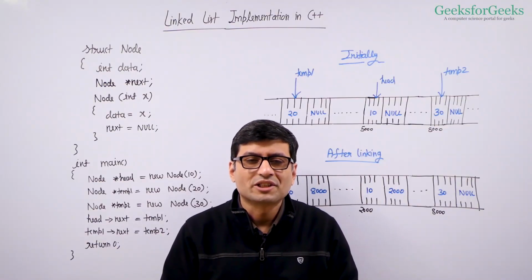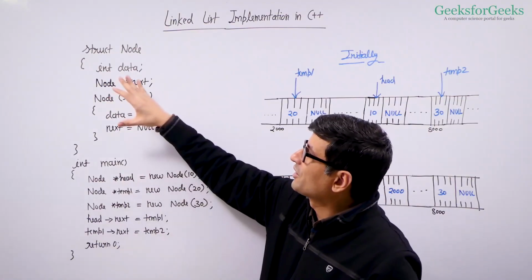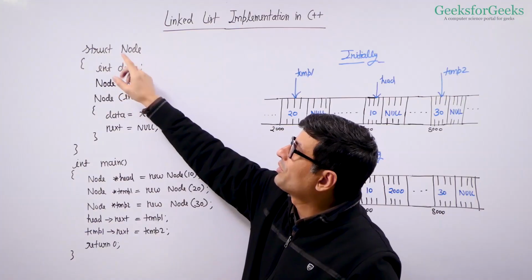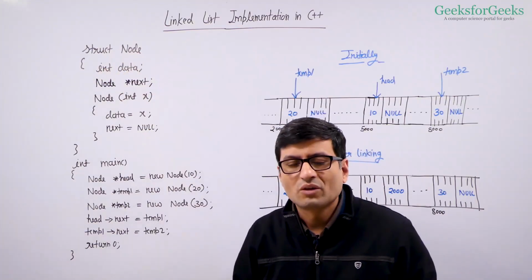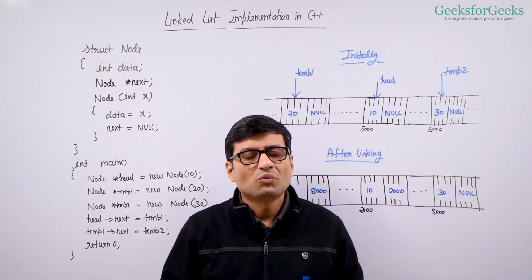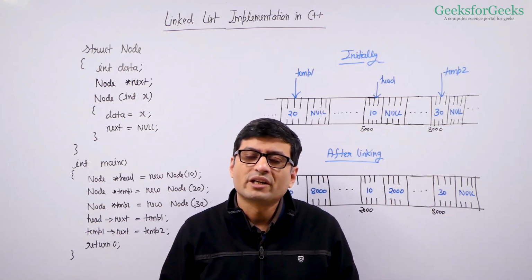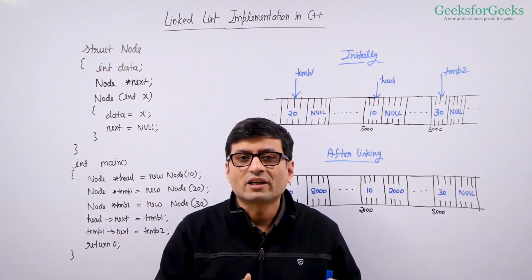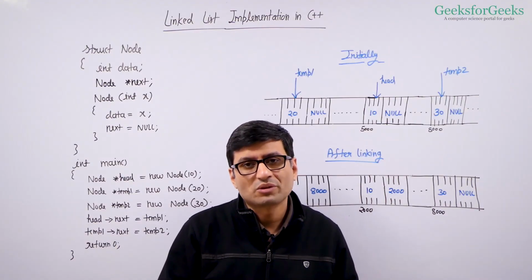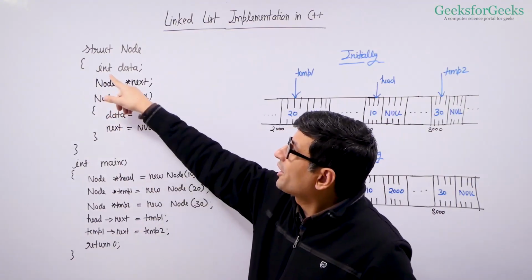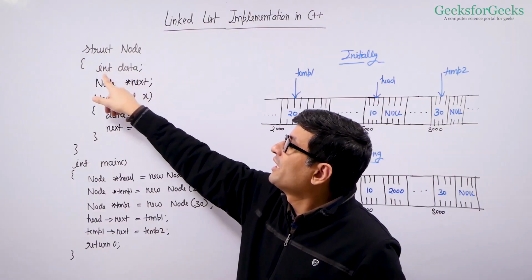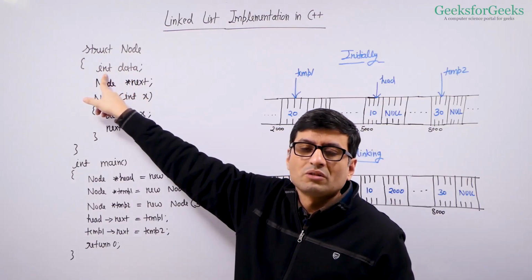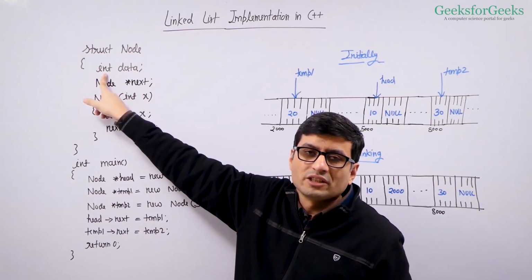In this implementation, we are using a structure to represent a node. We call it struct node. Why are we using a structure? We need to have mixed data types to be stored at one place. The first thing is data, and other thing is address of next node. Data type of data can be anything other than integer also. For simplicity, we have considered integer here.